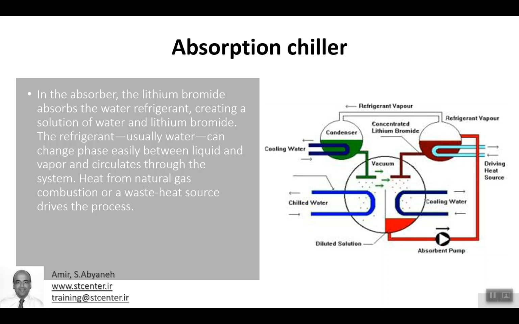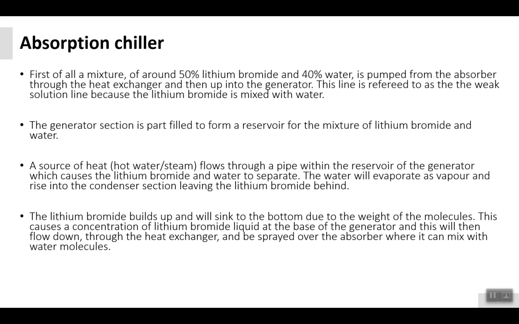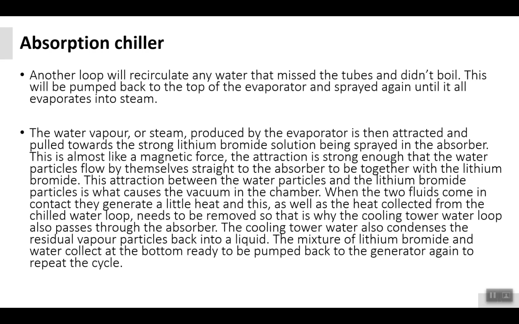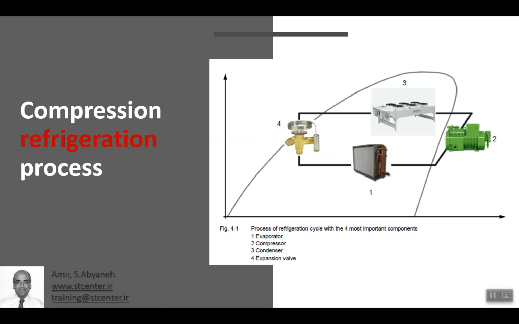So heat from natural gas combustion or waste heat source and so on. You can use the direct heat from the burning of the natural gas, or the hot water, or the hot steam and similar. Okay, if you want to understand the absorption chillers, there's a long story how it works. I'll just provide you some text. You can see there are many aspects for this type of chiller.